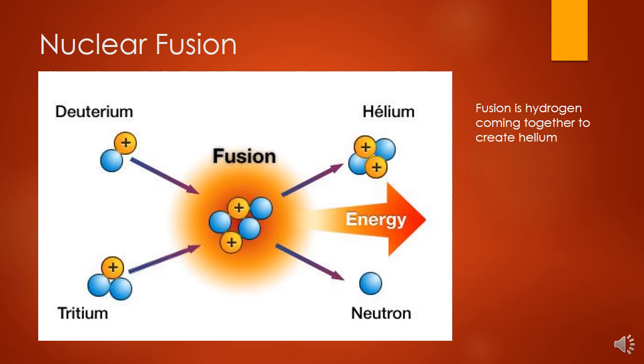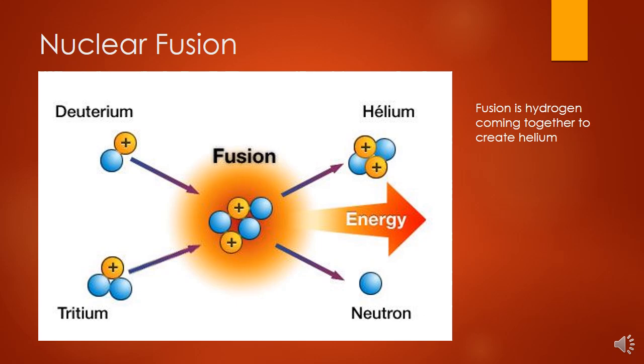Nuclear fusion, on the other hand, is coming together. Nuclear fusion is what happens in the sun. Nuclear fusion is what happens in not atomic bombs, but nuclear bombs. We do not use fusion in nuclear reactors because it takes incredibly high temperatures for fusion to occur. And other than weapons, we can't create those super hot conditions for it to happen.